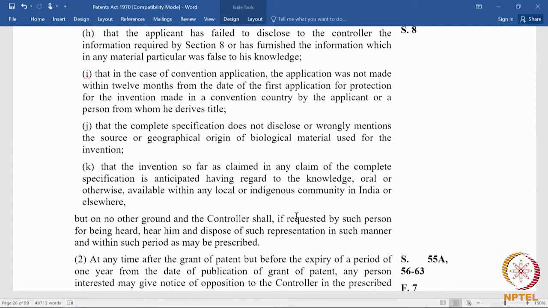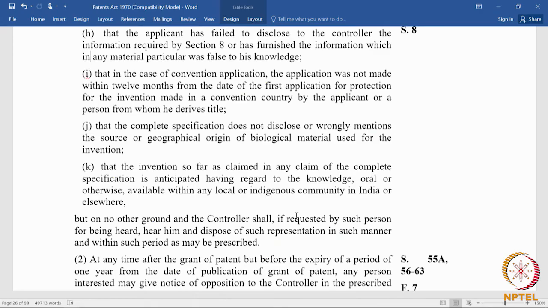So, what is meant here by knowledge, oral or otherwise, available with the local or indigenous community is knowledge that was, we can use the word, traditional. Now, anticipation by traditional knowledge, like the other anticipations, all go back to the claim. One way we can understand it is that a lack of novelty is an attack on the claim. Claims lack novelty. Lack of inventive step is again an attack on a claim.